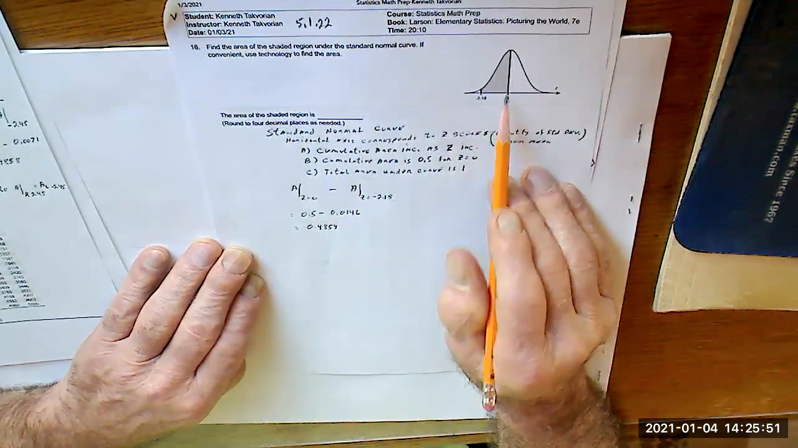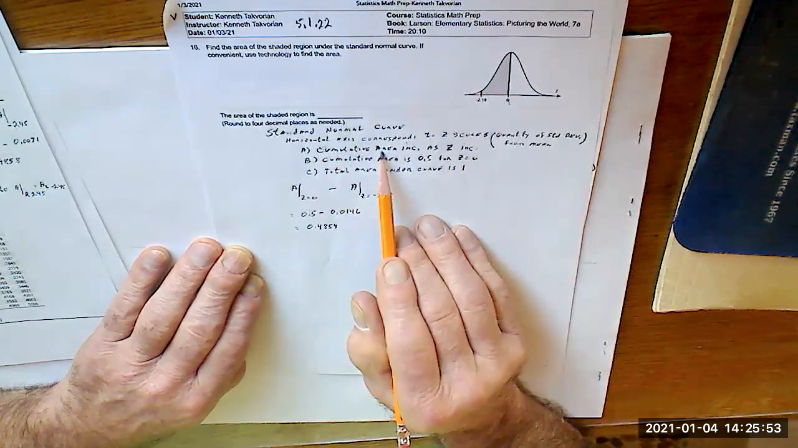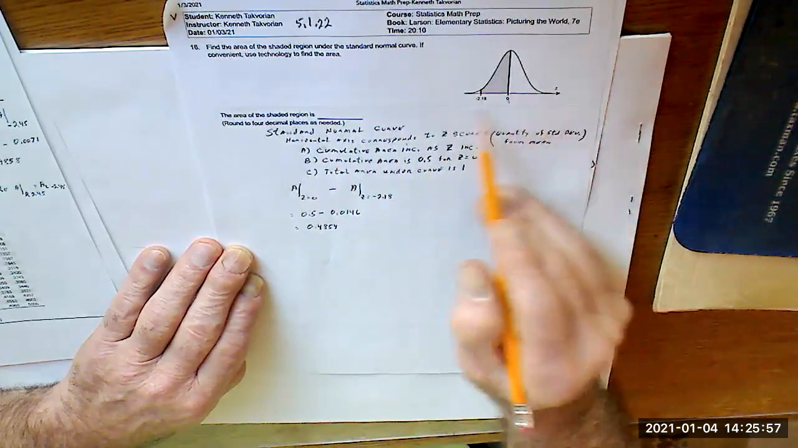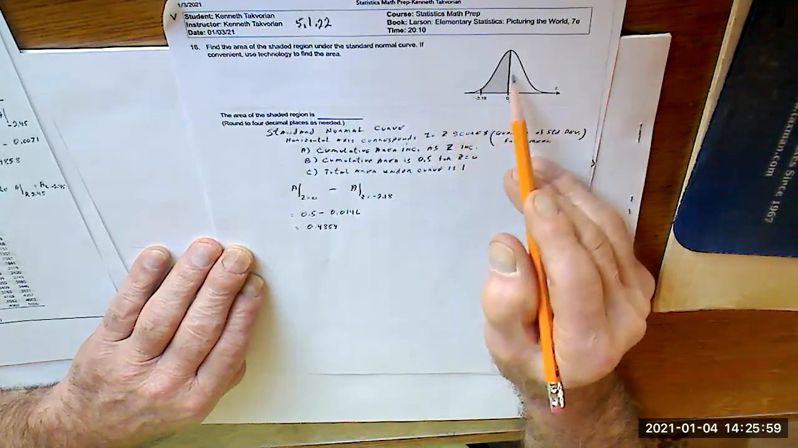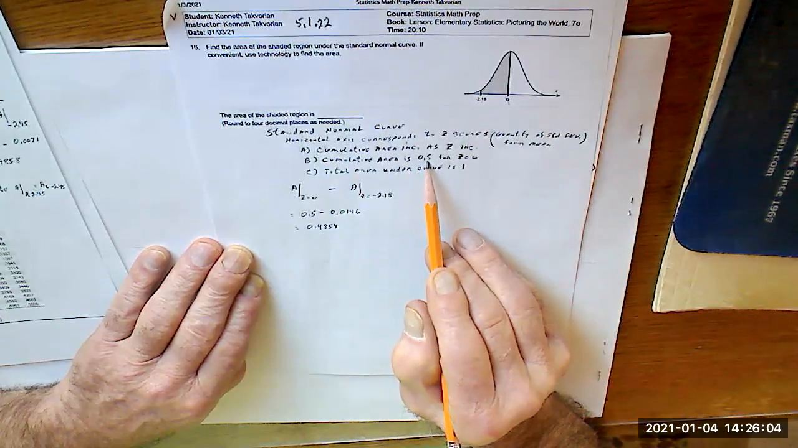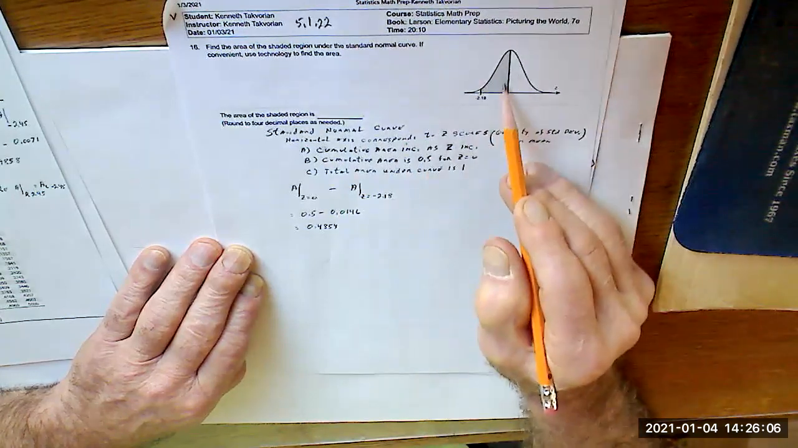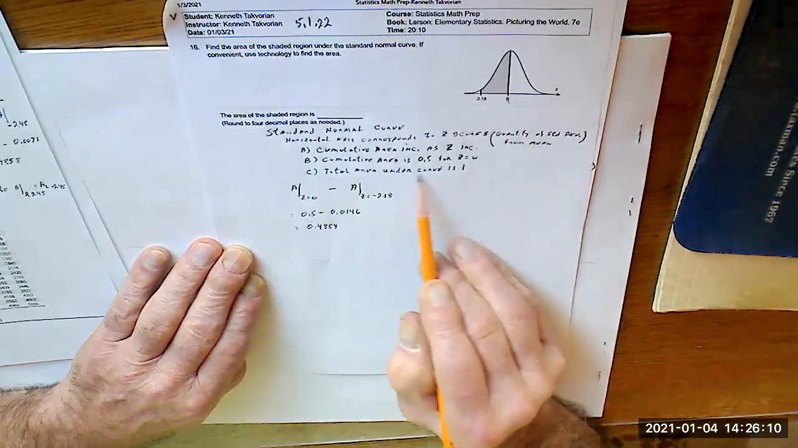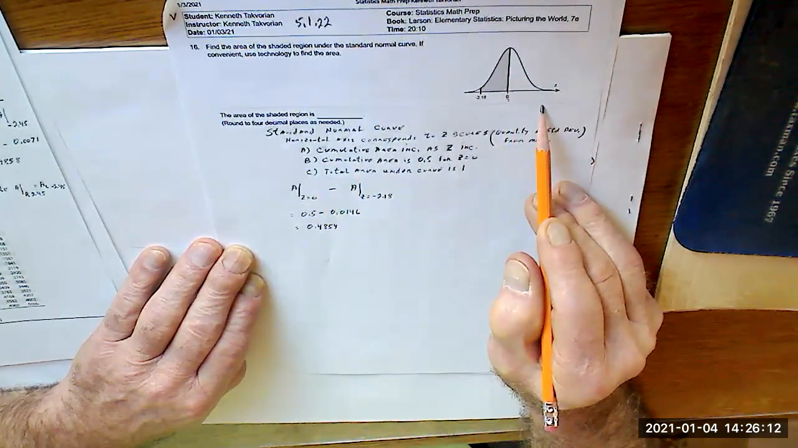Characteristics of the standard normal curve are that the cumulative area increases as z is increasing. So as z goes from left to right, the area is increasing. The cumulative area is exactly half, 0.5, at a mean of 0. The total area under the curve is always equal to 1.